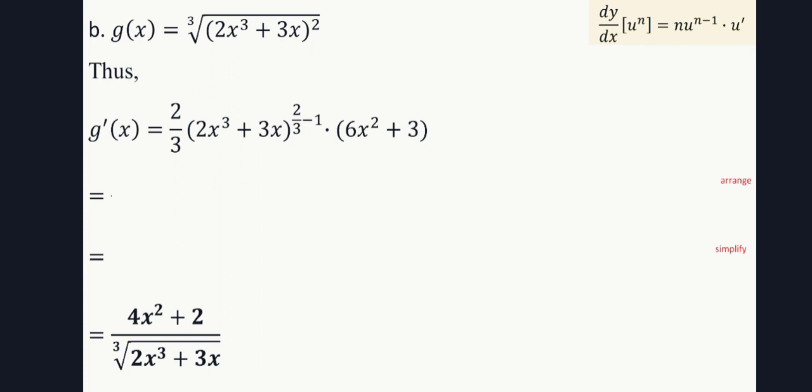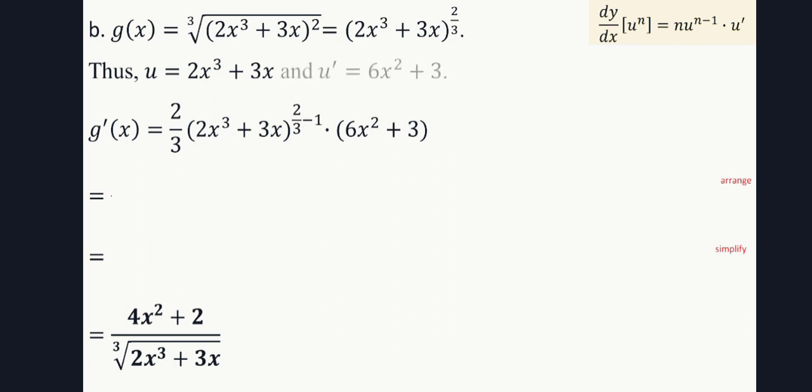Letter B. So g of x is equal to cube root of 2x cubed plus 3x squared. So ano yung inside function natin? Our inside function is 2x cubed plus 3x. By the way, yung cube root of 2x cubed plus 3x squared can be rewritten as the quantity of 2x cubed plus 3x raised to 2/3. Okay? So, yung u natin again is kung ano yung nasa loob ng parentheses, that is 2x cubed plus 3x. Then, kukunin natin yung u prime, that is 6x squared plus 3.